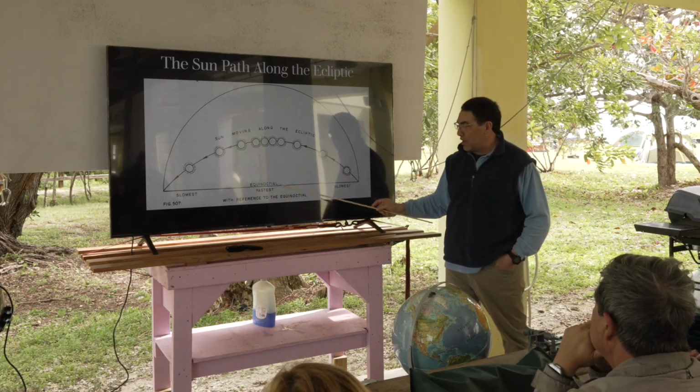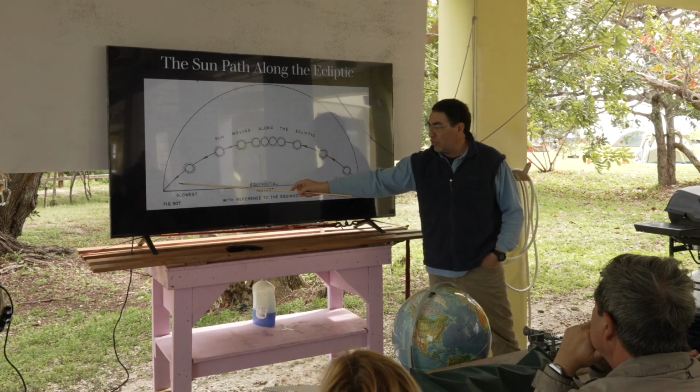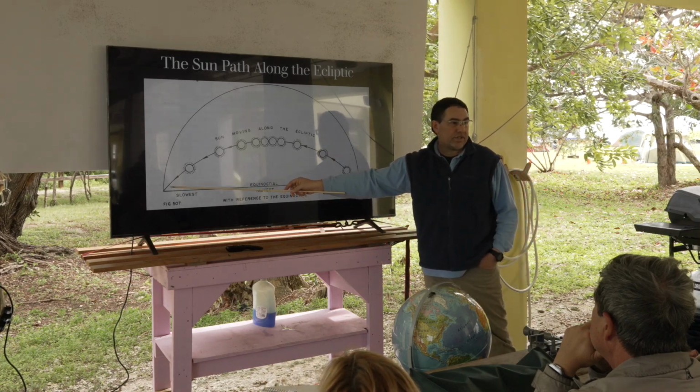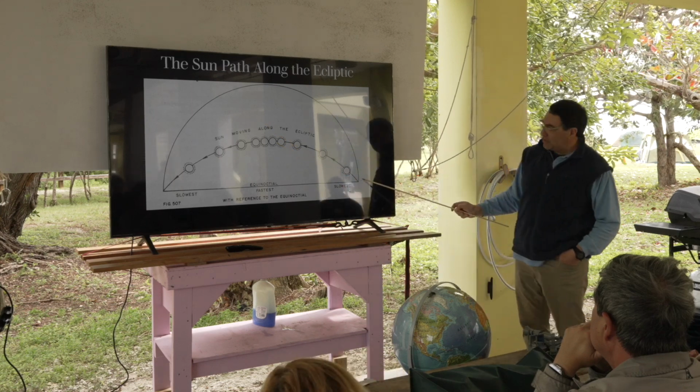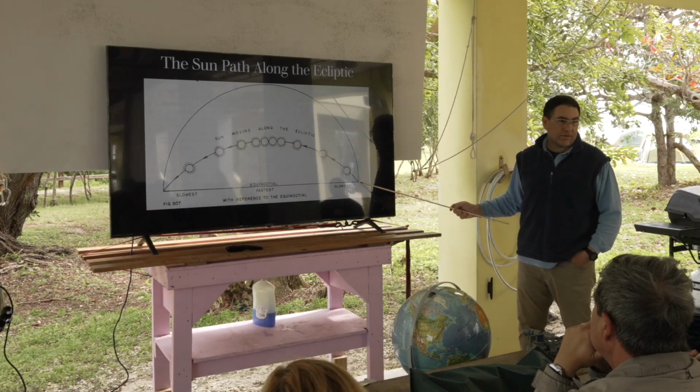You assume that this is like looking south. The sunrise will be somewhere in the east. Then it's going to be noontime. Then it's going to be sunset, sometime in the west.